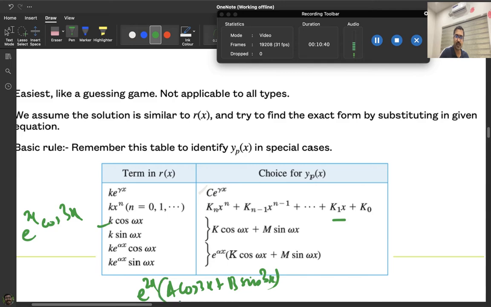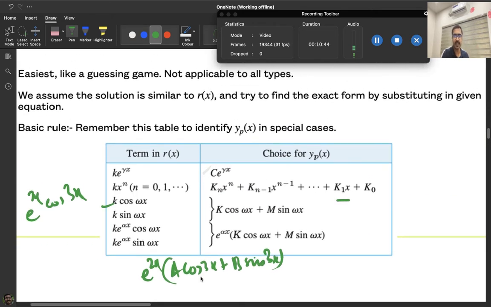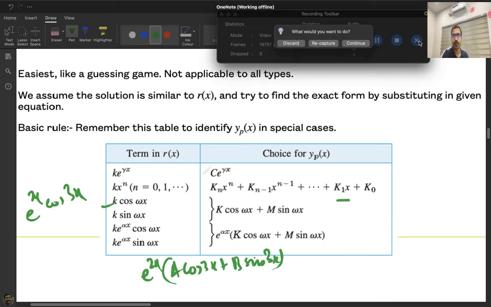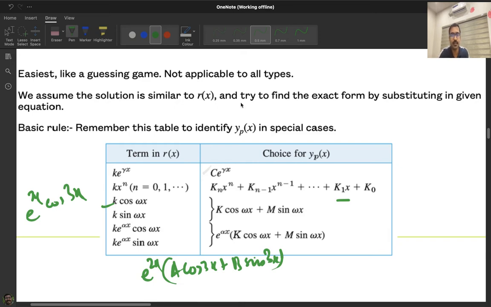It's very simple. If you know this, you can easily find the answer. It will only work for these types of functions. It will not work everywhere, only for this particular class. For general functions, we will have to go for the inverse operator method or the method of variation of parameters. We will only have the method of variation of parameters in our syllabus, and we will only be studying that.